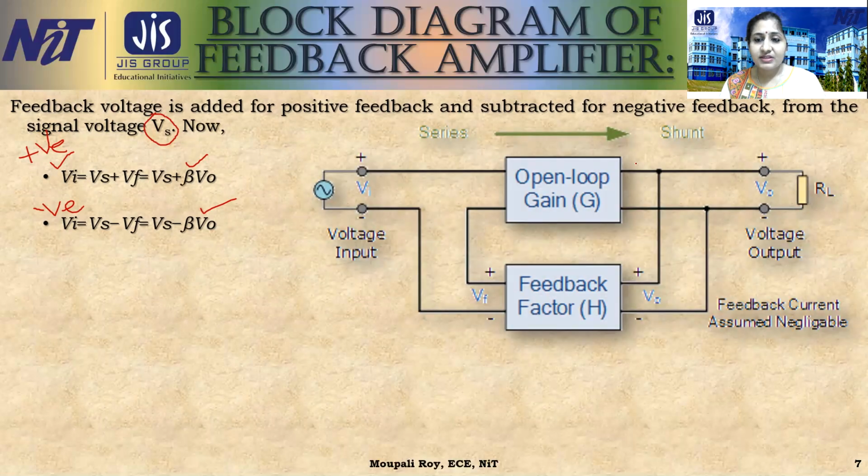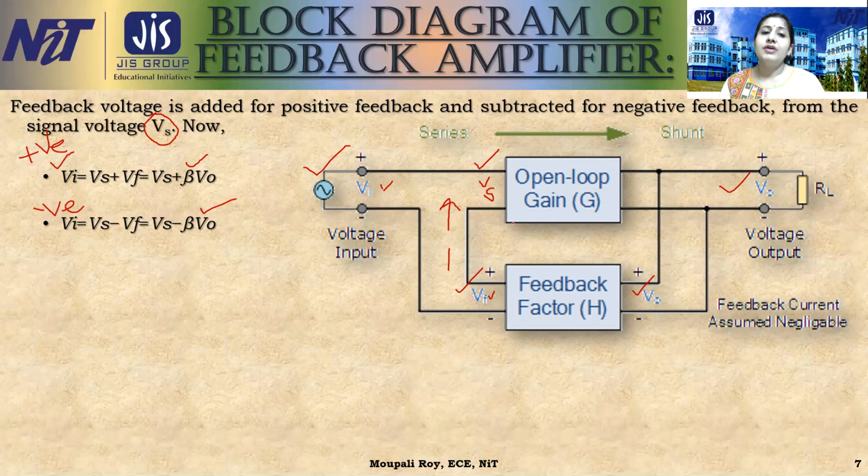This is our V0, this is VF, and this is our VI. From the input we are giving VI and taking this as VS. So if this is VS, we can write VI minus VF for negative feedback, and if it is positive, then VI plus VF if this is the VS. So this is an example of a voltage input, voltage output we are getting.